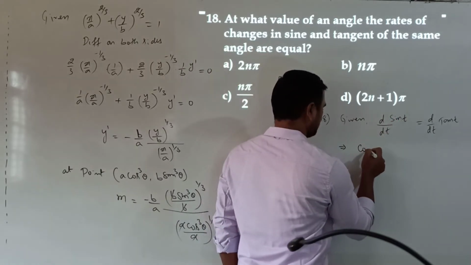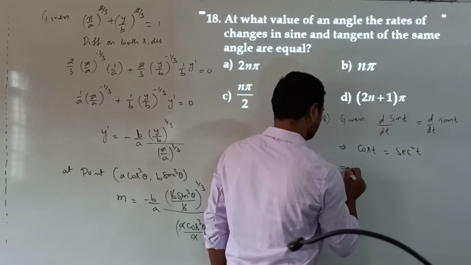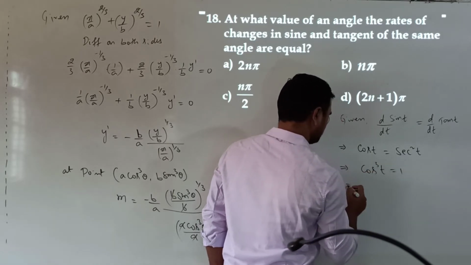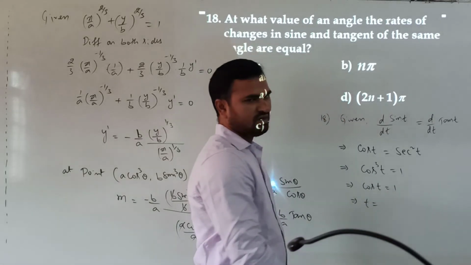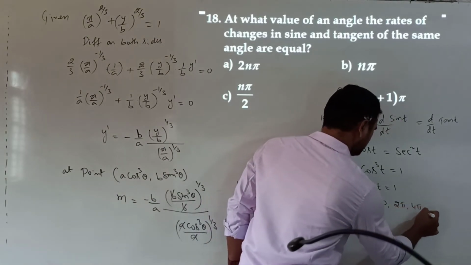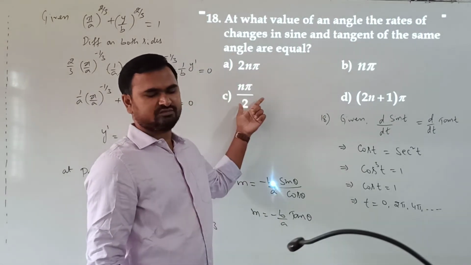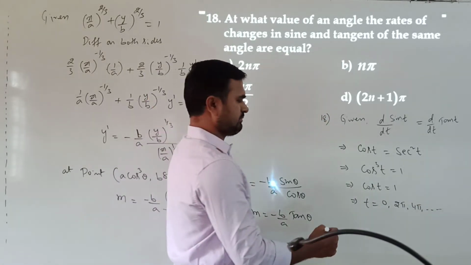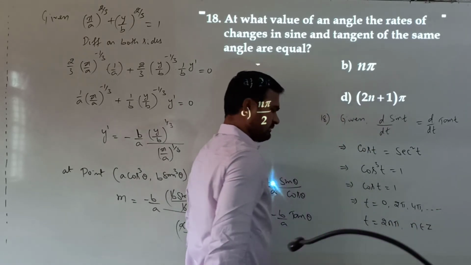Derivative of sin t is cos t. Derivative of tan t is secant square t, which is 1 by cos square t. So cos cube t is equal to 1. Cos t is 1. So t we can take 0, 2 pi, 4 pi and so on. Not only one angle, we can take many angles. Options are given in terms of n, so we need the general solution. So 0, 2 pi, 4 pi and so on. These are even multiples of pi. So t equals 2n pi where n belongs to Z.